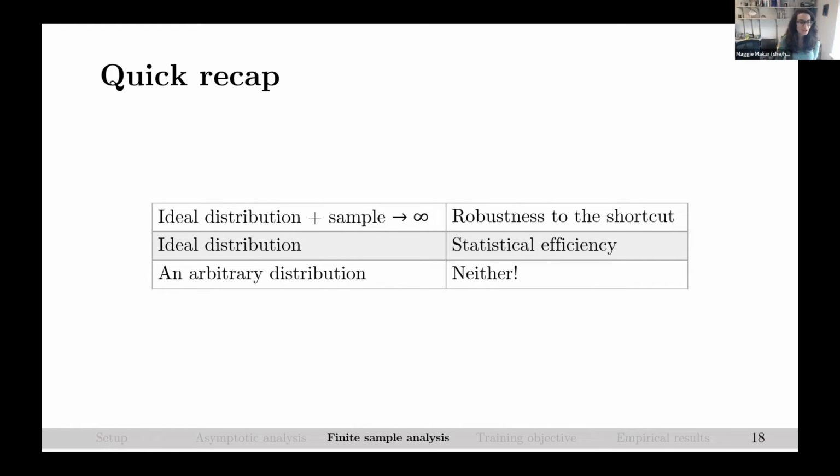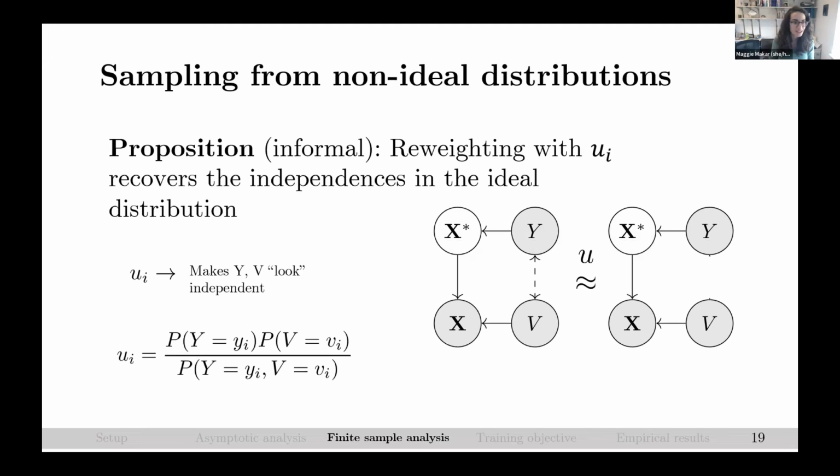So what are we going to do about this? Very conveniently, sampling from a non-ideal distribution is a problem that we've thought about a lot in causal inference. So again, we turned to causal inference to address this issue. In causality, we often have a notion of the ideal distribution, which is the distribution of a randomized control trial where there are no confounders confounding the relationship between the treatment and the outcome. And we often reweight the data to mimic the independencies that exist in a randomized control trial.